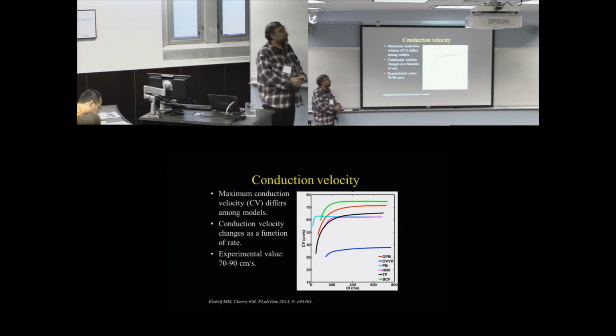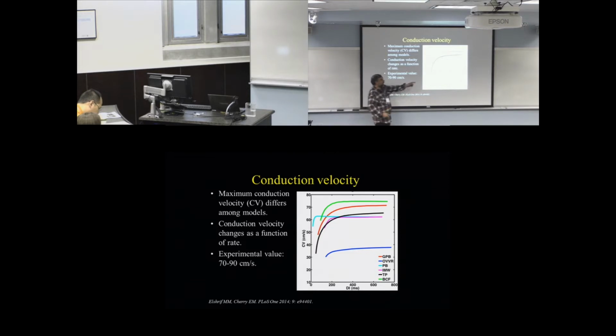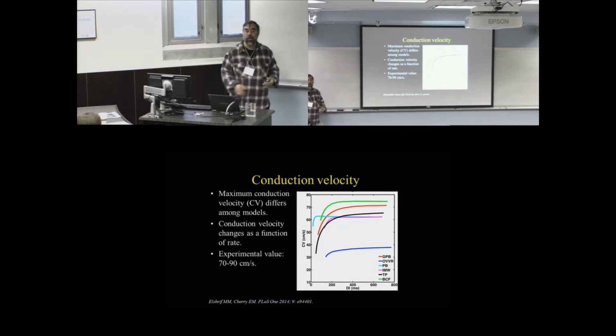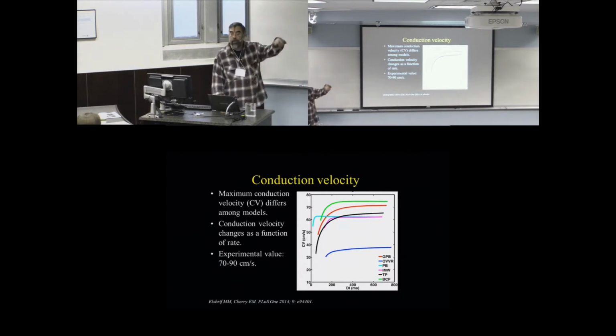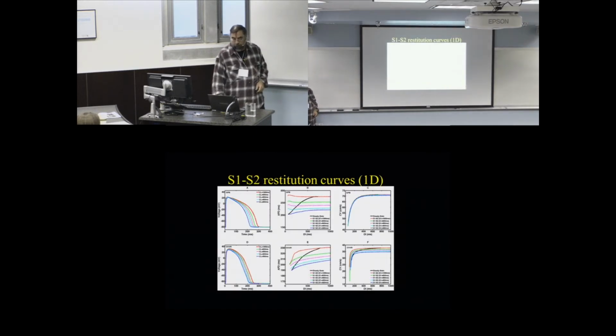Same for the conduction velocity. Actually, the worst is the O'Hara-Rudy, which is the latest model. It has a very, very slow, very unphysiological conduction velocity. The sodium they had was really not correct. It gives you about 38 centimeters per second conduction velocity, and you expect to have something around 70 along the fiber, along the fastest axis.